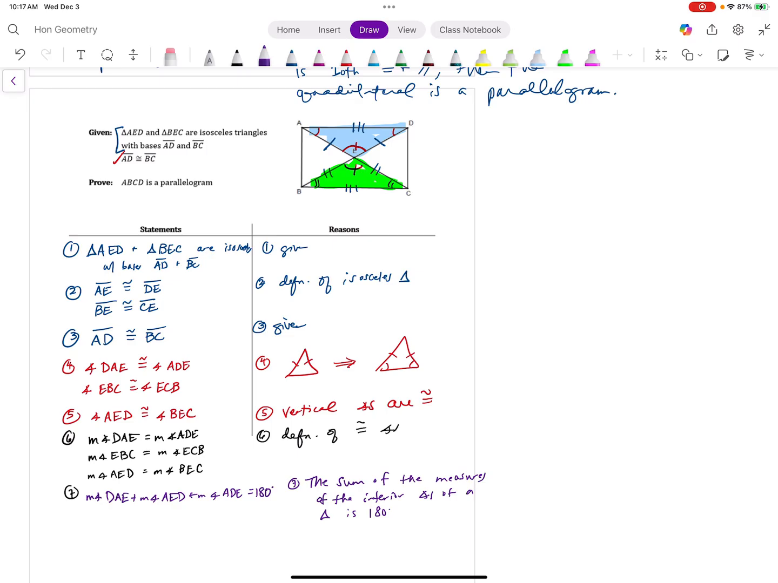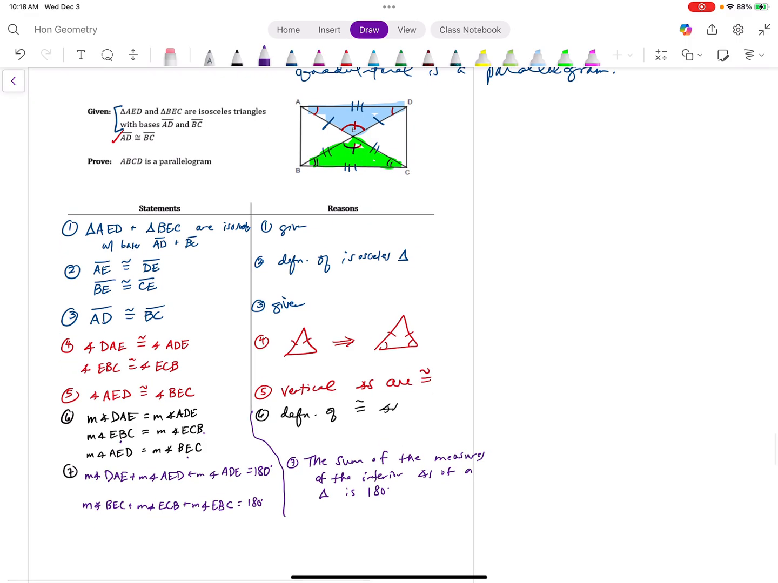All right, now I also know that same thing for the green triangle. We'll call it the same things we call it here. So the measure of angle BEC added to the measure of angle ECB plus the measure of angle EBC, that's 180 degrees. So those two things have to equal each other.